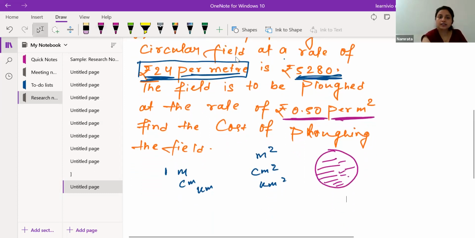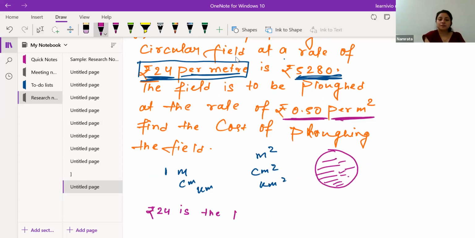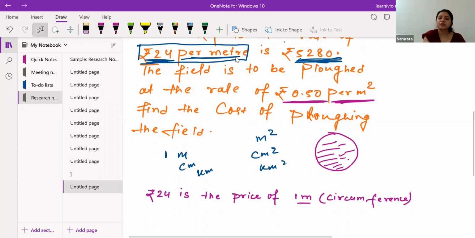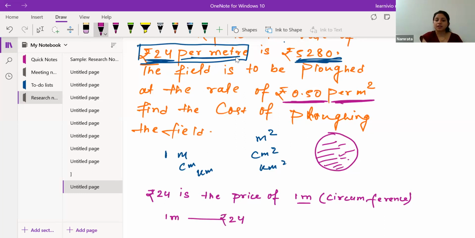So here what is given: 24 rupees is the price of 1 meter. When the circumference is 1 meter, then that price is 24 rupees, right? Do you agree with that, Madiha? Yes, ma'am. Okay. So 1 meter cost is 24 rupees. I'm writing it like this.